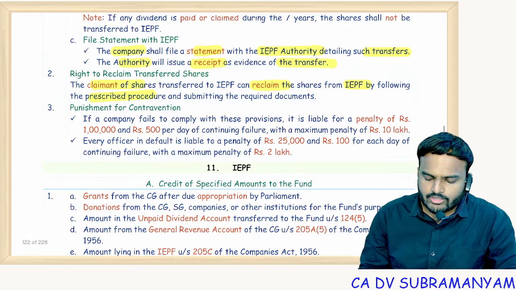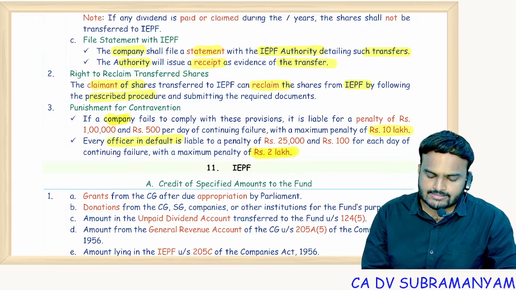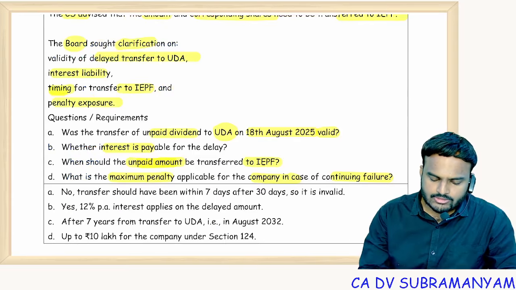In case of contravention, this is the punishment. Company: maximum fine 10 lakhs. Officer in default: maximum fine is 2 lakhs. So that's all about this question.